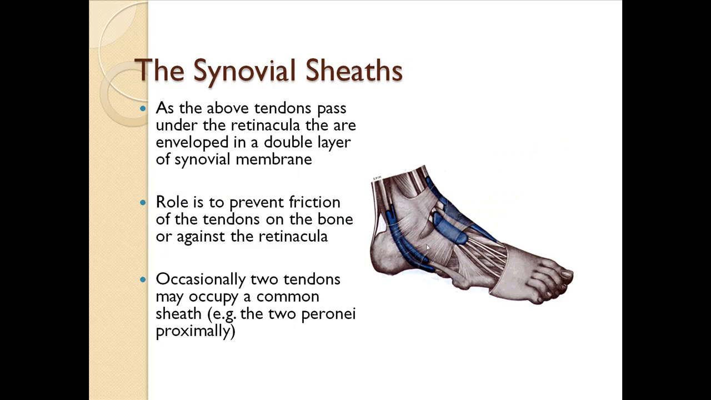As the tendons pass under the retinaculum, here we can see a foot, there's my inferior extensor retinaculum, here we've got the superior extensor retinaculum, and the two peroneal retinacula, there's the superior one and there's the inferior one. As these tendons pass underneath these retinacula, they do so encased in a double layer of synovial membrane. This double layer is sealed at the end, so up here this will be sealed. There is a thin film of synovial fluid separating these two layers, and they act like a double sleeve that goes over each tendon. Their function is to prevent friction of the tendons as they pass over the bone or under the retinacula.